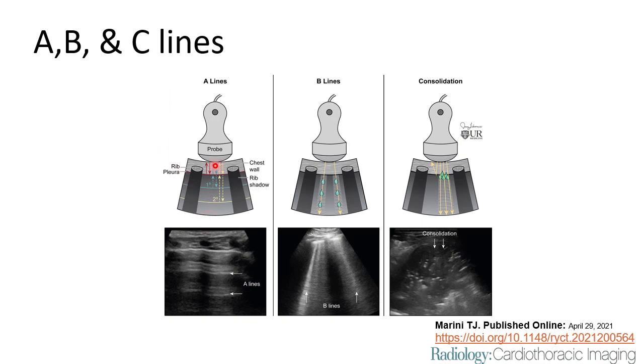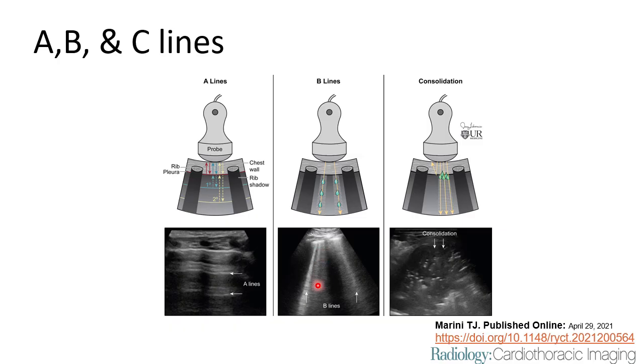Remember the A line, so the probe will shoot down sound waves. They'll hit the parietal pleura. They'll reflect back. You'll see this first line. Well, these sound waves keep on traveling. So this is an A line, this is an A line, this is an A line. And what it is the parietal pleura, that's called reverberation artifact. So sound waves are traveling back and forth, and you're seeing that as A lines.